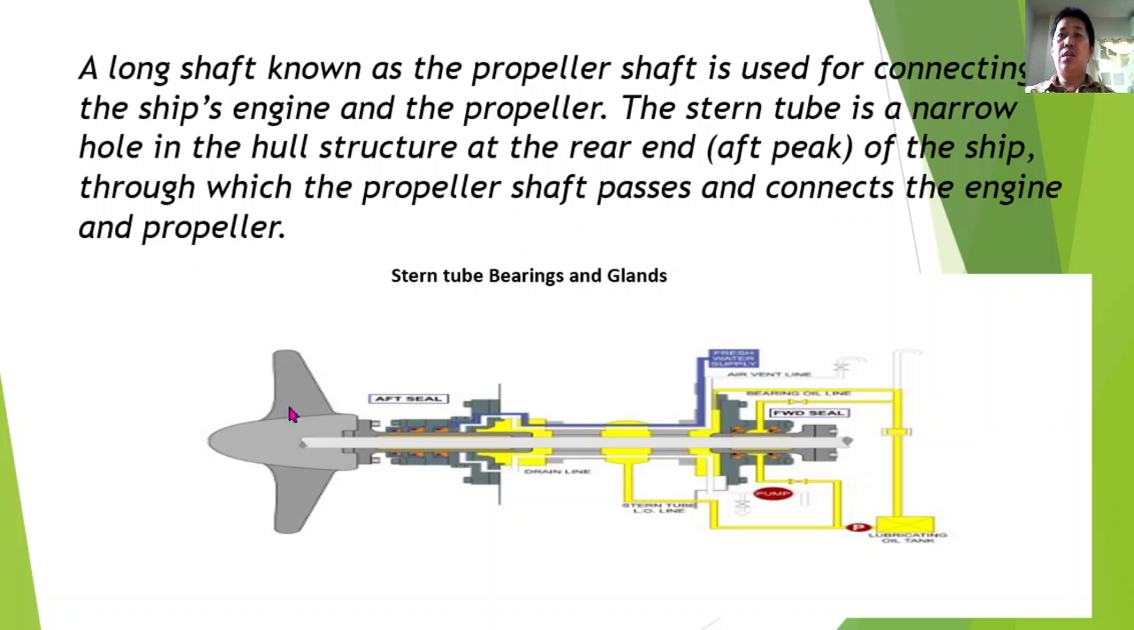As you can see here, this is your propeller. This is your propeller shaft here, and this is your stern tube system: stern tube, bearings, and glands. You have aft seal here and you have forward seal here. This is the combination of the stern tube and your propeller construction.